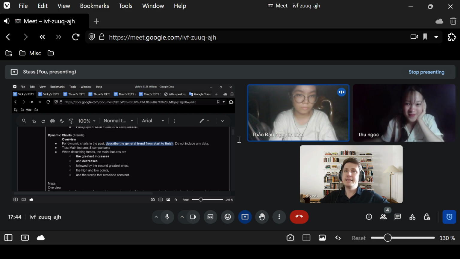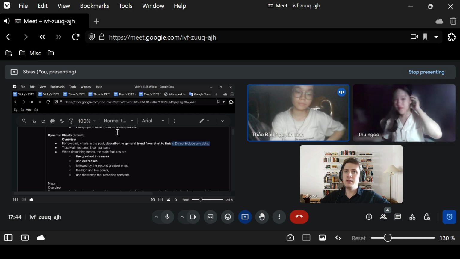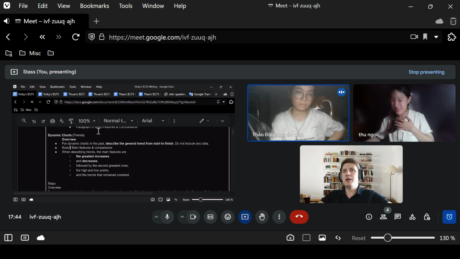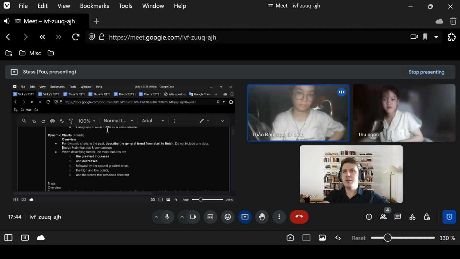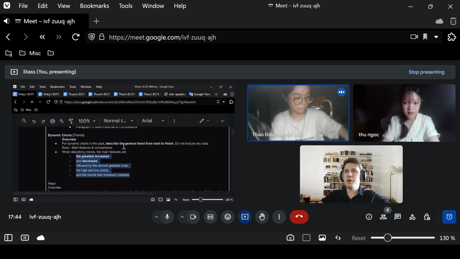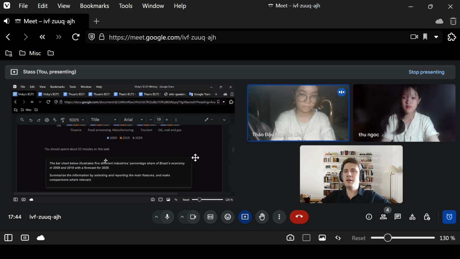The overview without data. So for the main features and comparisons, that's your body. All right, let's put it here. Body paragraphs. That is greatest increases, then decreases, and so on. Yeah. So we need to keep this in mind. Let's come back and see here.